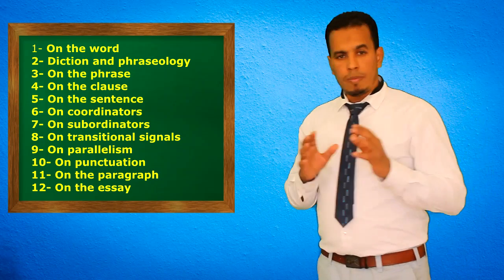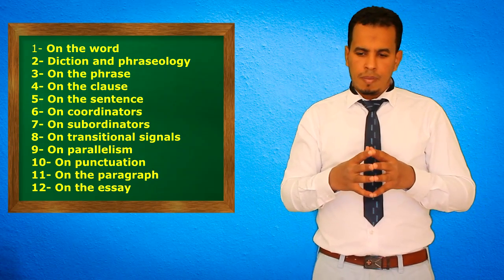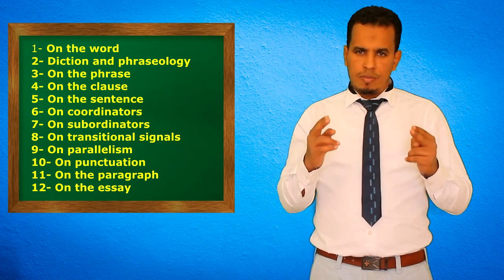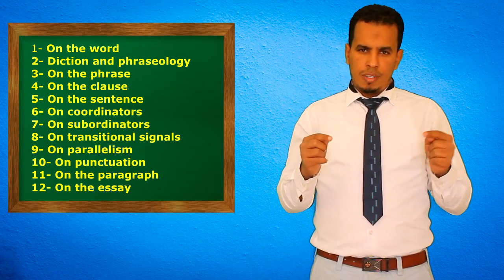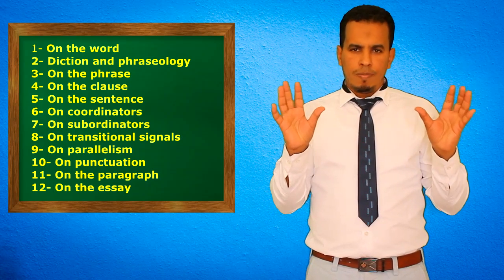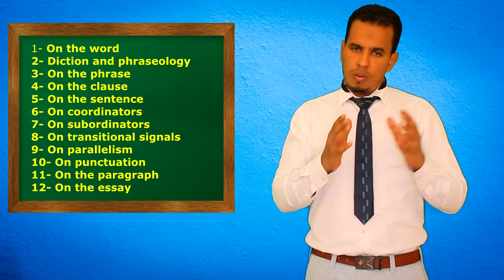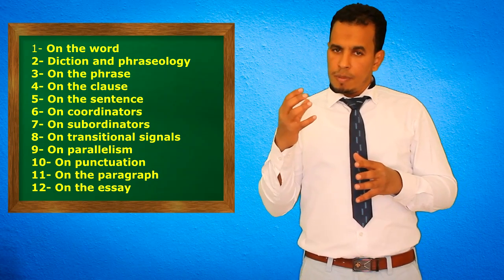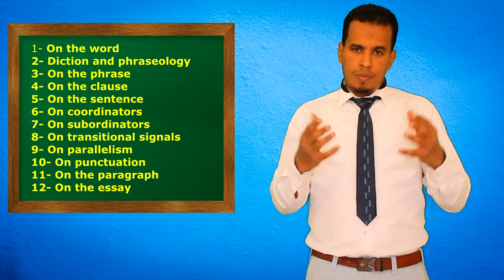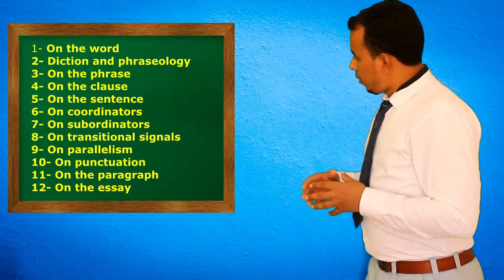Then we shall be talking about subordinators. Subordinators, there are a lot of subordinators in English, are words which can be used to create complex sentences. And the difference between coordinators and subordinators is that coordinators are used between 2 or more independent clauses, while subordinators are used between or at the beginning of a dependent clause, an independent clause, or more than one independent clause or dependent clause. And these are the subordinators, the difference between them.